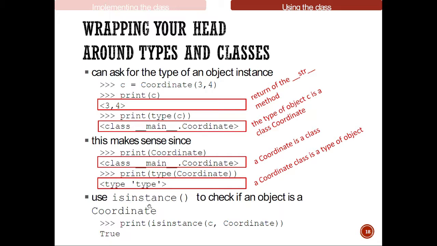One important method to be aware of is isinstance, and this is used to check if the object is a coordinate object. So for example, here if we print the result of isinstance c coordinate, it will give us True, because the type of c is coordinate.